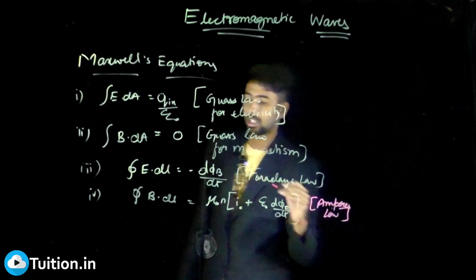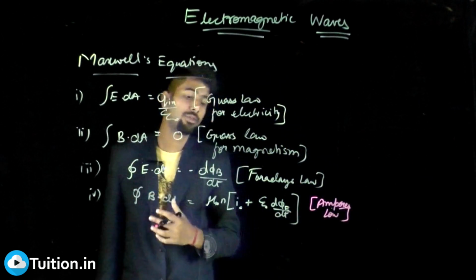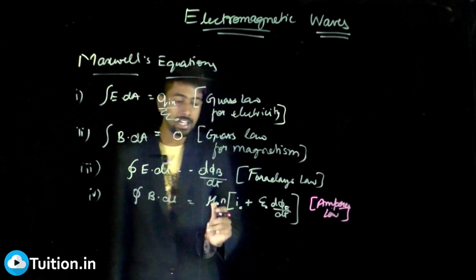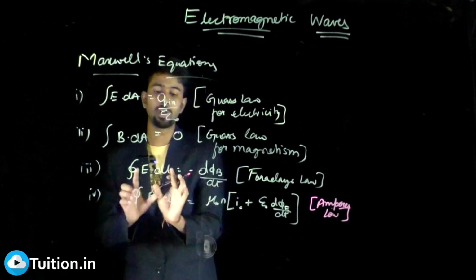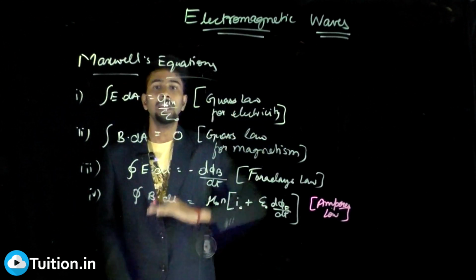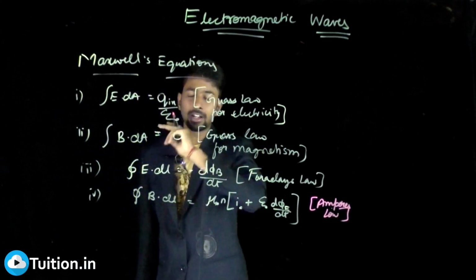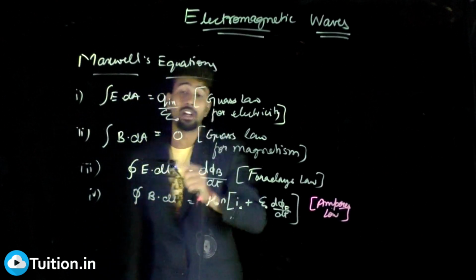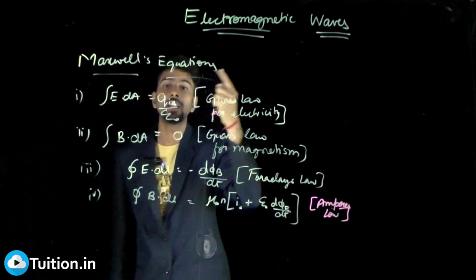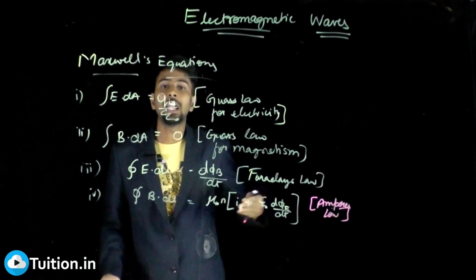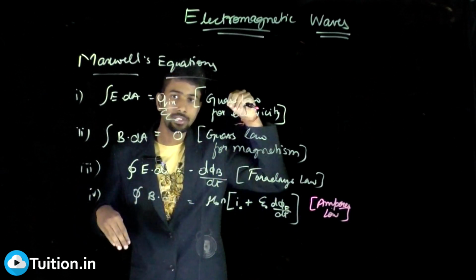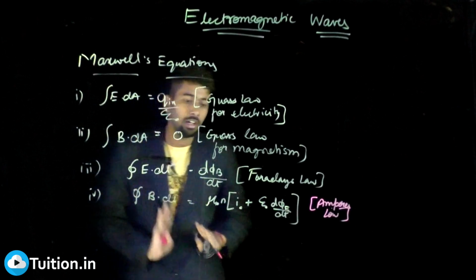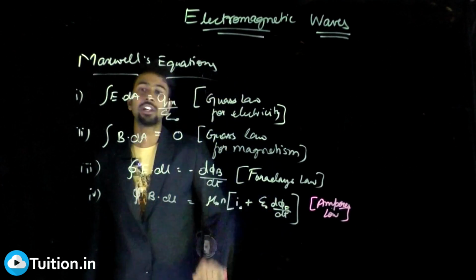Why am I emphasizing the full form? Because we tend to just use mu naught times n times I conduction. So if you have an open surface and you want to calculate the line integral of magnetic field around the boundary, you calculate how many currents are piercing through the surface and then add and subtract them according to whether they are going inside or coming out. That actually becomes your net conduction current.